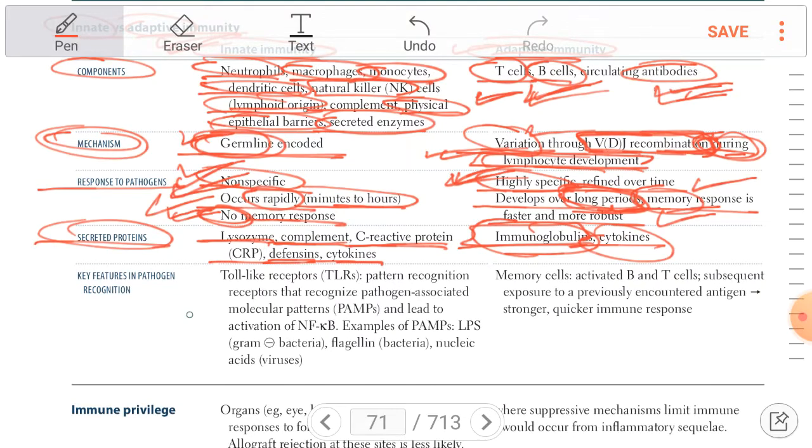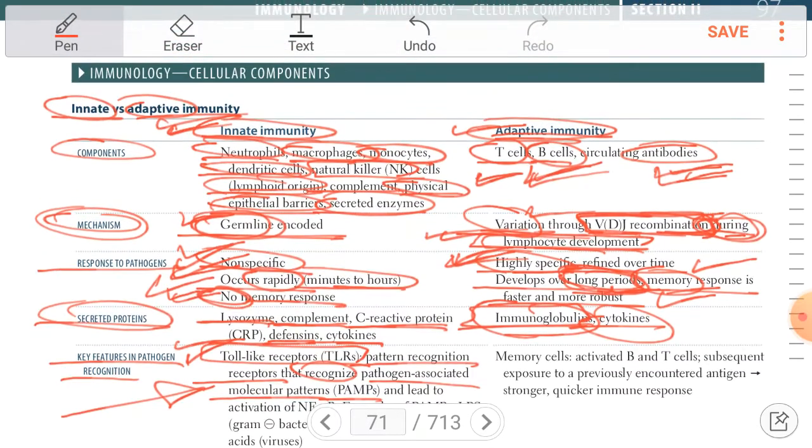Then we have the most important part here, the key features in pathogen recognition. The toll-like receptor is the most important in innate immunity. Toll-like receptors are pattern recognition receptors that recognize what? PAMPs, pathogen associated molecular patterns.